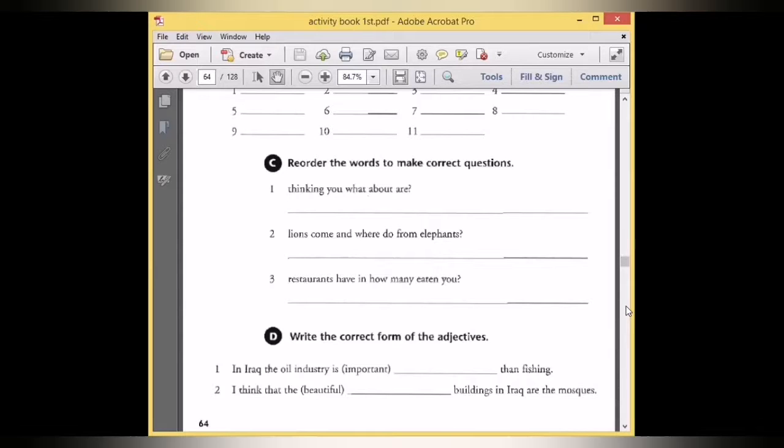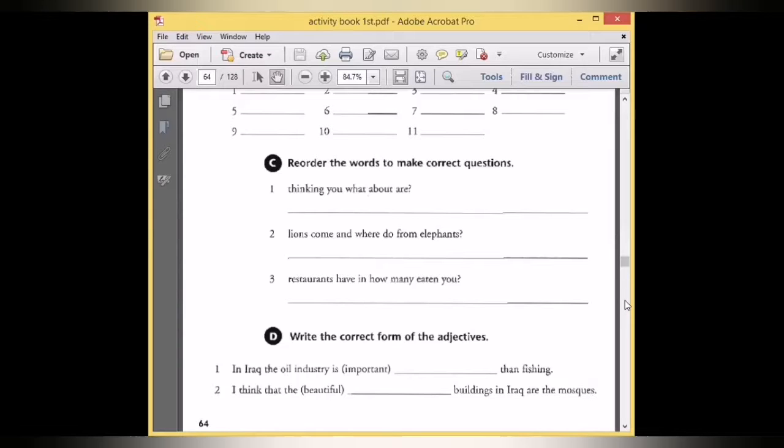So number 1, you have thinking you, what about are? This is wrong, right? So how to write a question out of this? Awab, Abdulaziz, yes, both of you are right. So you should say, what are you thinking about? Yes, Awab, okay. What are you thinking about?